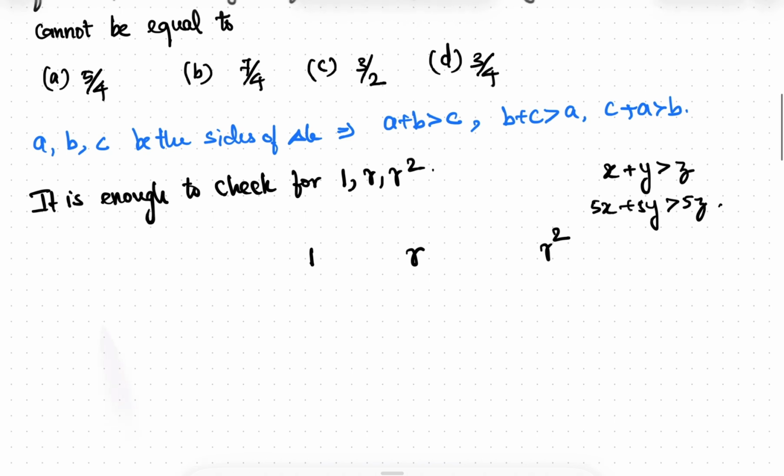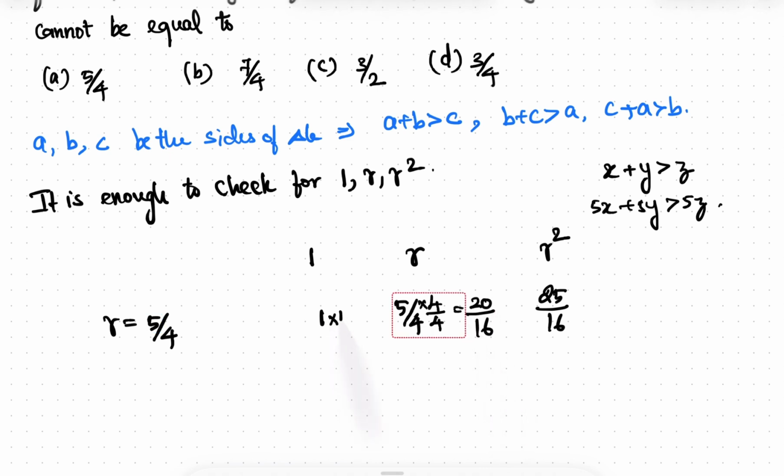Suppose r is equal to 5 by 4. Then 1 will remain as 1, r will be 5 by 4 and r square will be 25 by 16. I can multiply and divide by 4 in order to make the denominator 16, and here I can write 16 by 16.